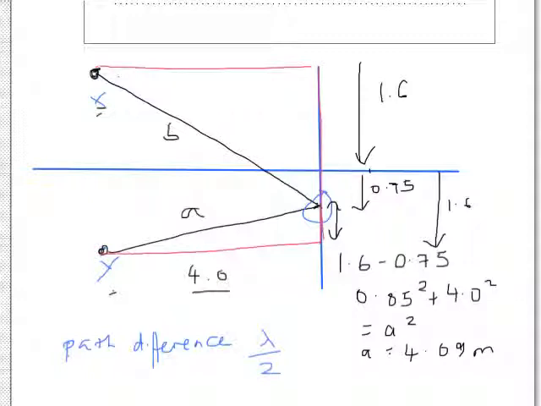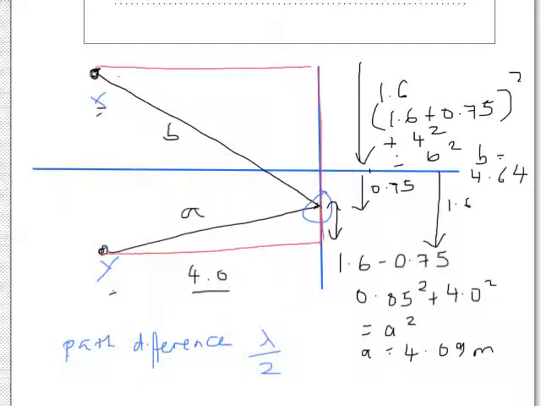If we now work out this triangle, or this length B, we do the same, but this time this length would be 1.6 plus 0.75. Again, if we square that and add that to 4 squared, it will give us length B squared, and you should get a value of 4.64.